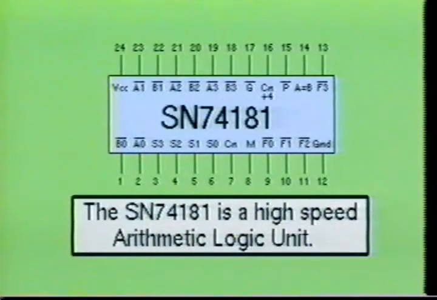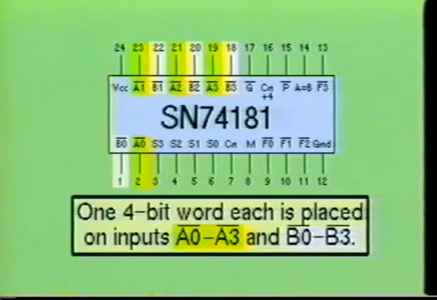Here we see the SN74181 integrated circuit. It is a high-speed arithmetic logic unit that has a complexity of 75 equivalent gates in a 24-pin monolithic IC package. This IC performs 16 binary arithmetic operations on two 4-bit words. One 4-bit word is placed at inputs not A0 to not A3, and the second 4-bit word is placed at inputs not B0 to not B3.